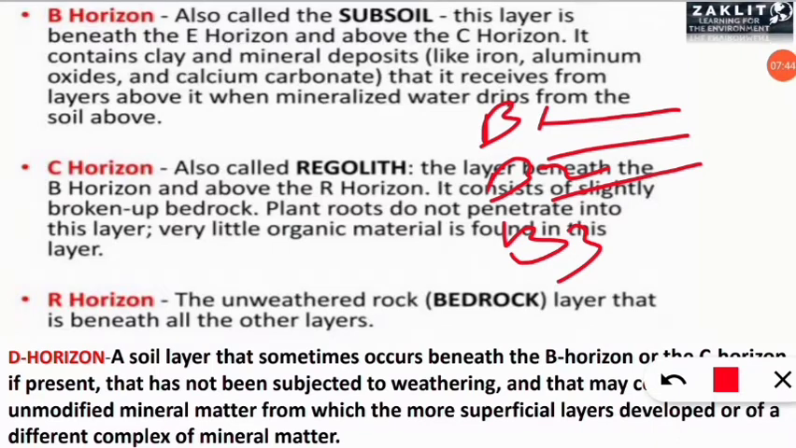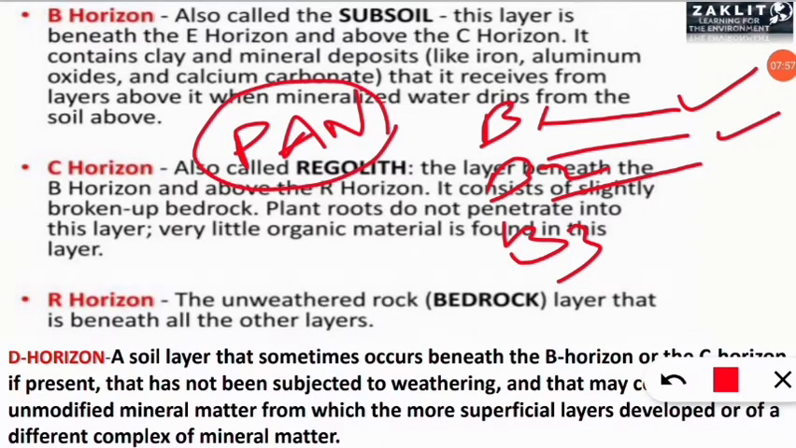So the B1 region is a dark band, it is called the appearing dark band. Similarly the B2 region is called the pan. You have to remember, the pan region is what the B2 region of the soil horizon is called, and the B3 region is the transitional zone between the B and C horizon. So these were the 3 characteristics.